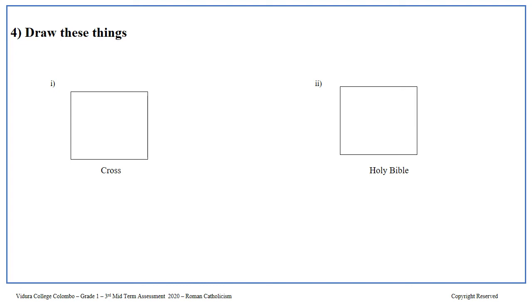Question number four. Draw these things. There are some words given under the box. What you have to do is, you draw the picture of the word. Teacher is not going to read the word. Do it by yourself. Okay? You read the word and draw the picture. Roman number 1. Read the word and draw the picture inside the box.